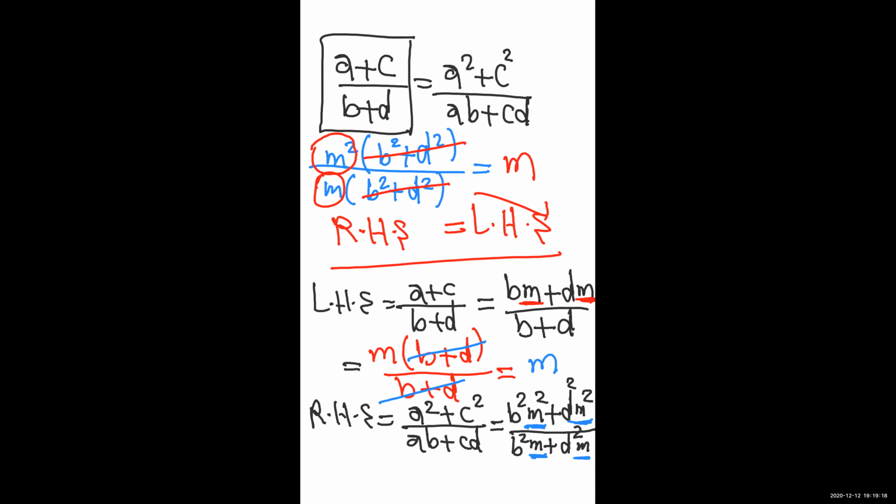Okay, great. Let's continue. The next example: if A and B and C and D and E and F are positive proportional quantities, prove that the square root of A squared plus C squared plus E squared over B squared plus D squared plus F squared equals A over B. The square root of this value equals A over B.